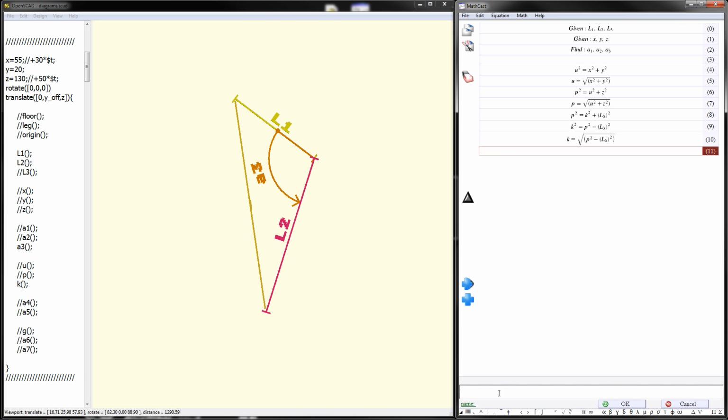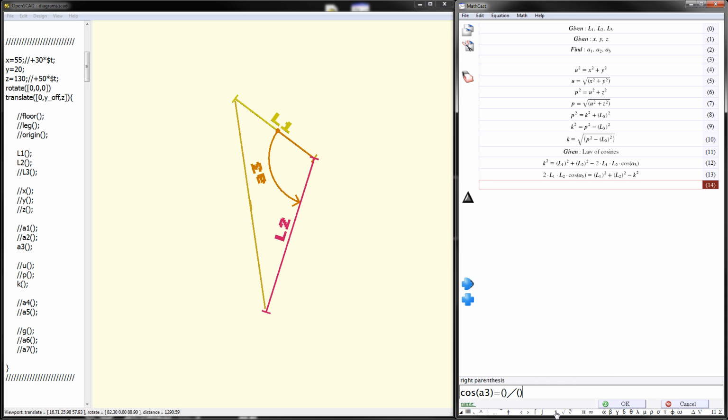So since we know L1, L2, and k, and given the law of cosines, we can find a3. The law of cosines says that k squared equals L1 squared plus L2 squared minus 2 L1 L2 cosine of a3. So now we need to refactor a little bit so that we can solve for a3. First we're going to put a3 on one side of the equation, everything else on the other, and then we're going to divide by 2 L1 L2.